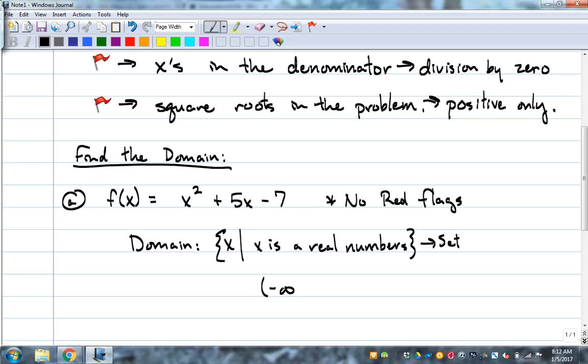Interval notation is negative infinity, positive infinity. That's interval notation. This is all the x's toward negative infinity up to all the x's toward positive infinity. That's what that means. And you can see this is shorter here. There's going to be times interval notation is shorter than set notation. There's going to be times that set notation would be shorter than interval.